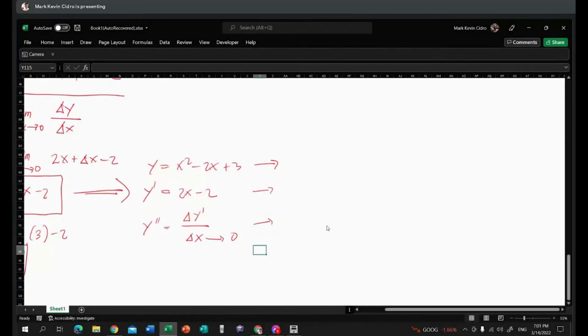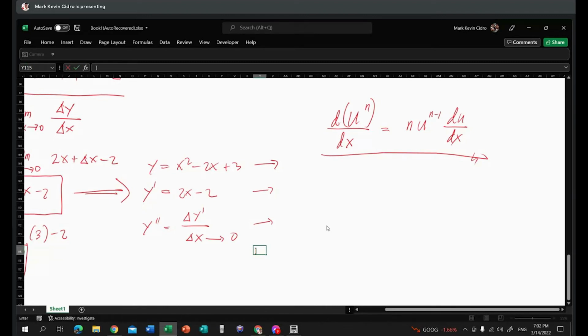Okay. So, another, the shortcut method. If you are given with this one, u raised to n, okay? The derivative of u raised to n with respect to x is equal to n u raised to n minus 1 derivative of u with respect to x. This is the formula. Derivative of u raised to n with respect to x is equal to n u raised to n minus 1 du over dx.